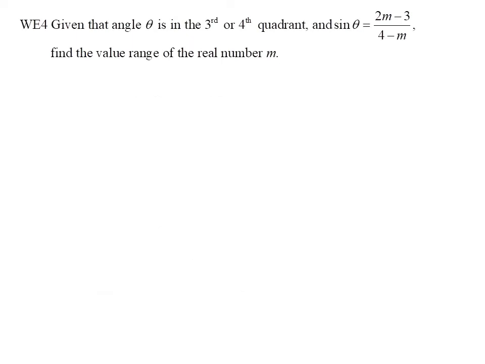In example 4, sine theta equals the ratio of (2m minus 3) over (4 minus m), given that the angle theta is in the third or fourth quadrant. The question is to find the value range of the real number m.